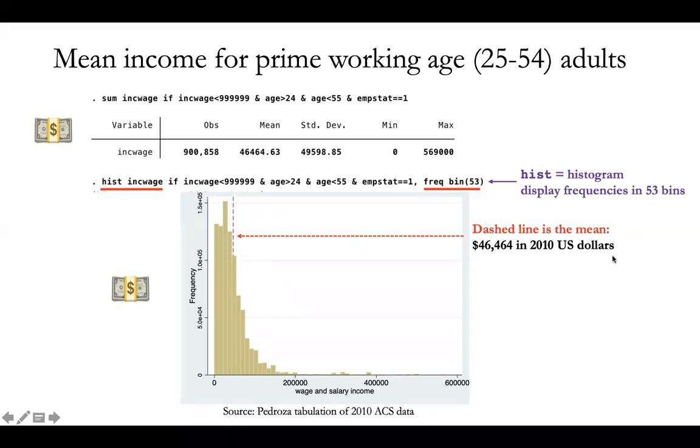So if you wanted to know what's a typical value for income, well, it depends. Do you want to know the mean? That's $46,000. But if you want to know the mode, here, just visually, we can see that the mode is going to be something smaller than $46,000.